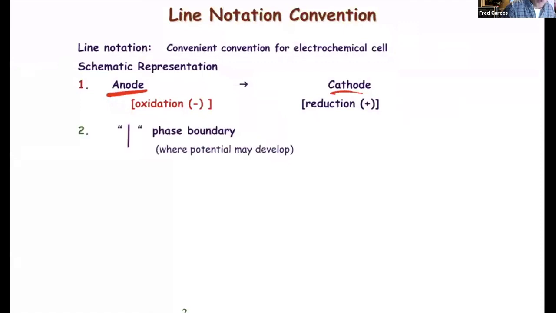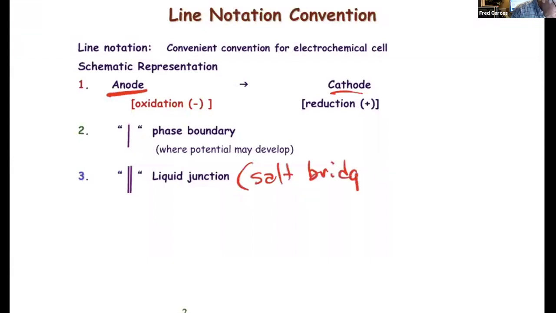You put a straight, horizontal line for a phase boundary. What is a phase boundary? When you have a solid and an aqueous, a solid and a liquid, or a solid and a gas, whenever the phase changes, you put a line there. You put a double line when you have a liquid junction. For example, if you have a salt bridge. Liquid junctions are basically where the two cells are separated, but need to be connected by a salt bridge so that you don't have any charge buildup.